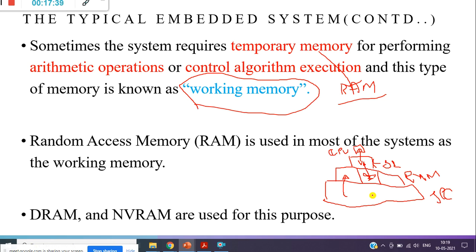The problem with this kind of memory, RAM, is that the data is kept only for a short time. The reason is that the moment you turn off the system, the entire data is going to vanish. That is why RAM is called temporary memory.